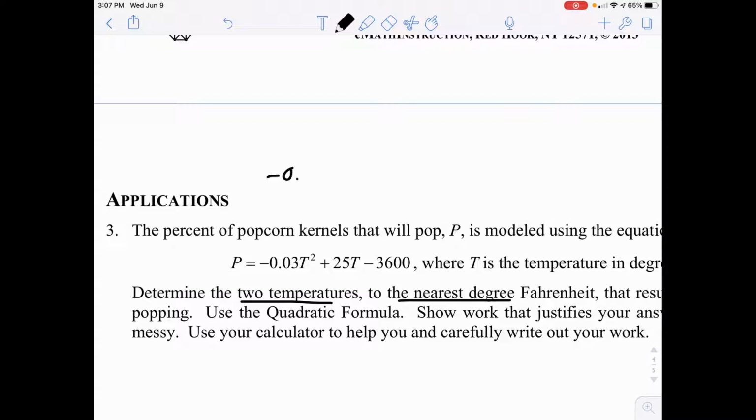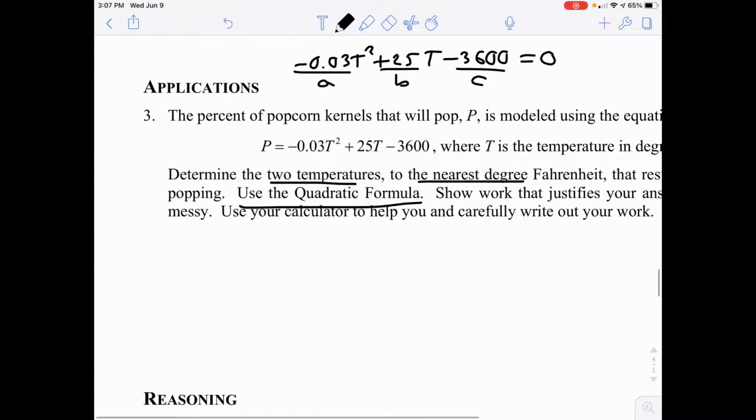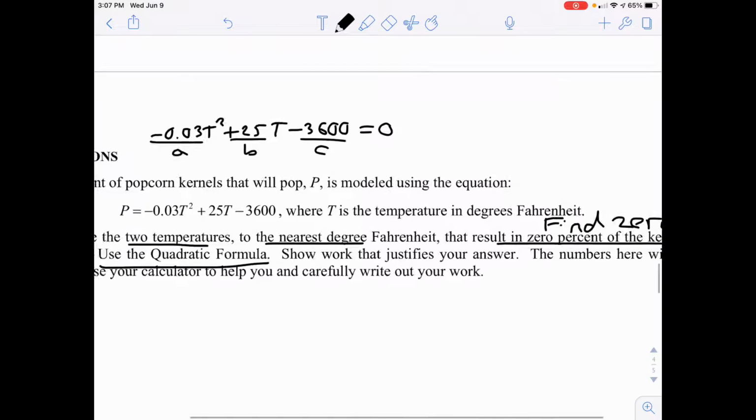So negative 0.03t² plus 25t minus 3600 equals 0. There's my a, there's my b, there's my c. Let's use the quadratic formula to do this. So t is equal to, instead of x, it's going to be t. So t is equal to negative b plus or minus the square root of b² minus 4ac, all over 2a.